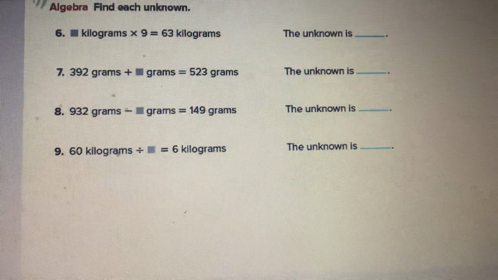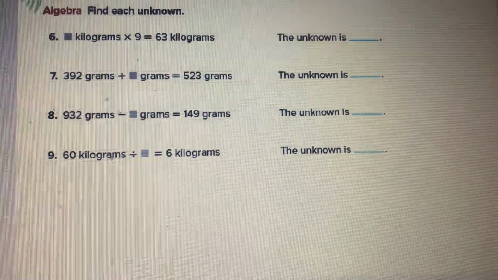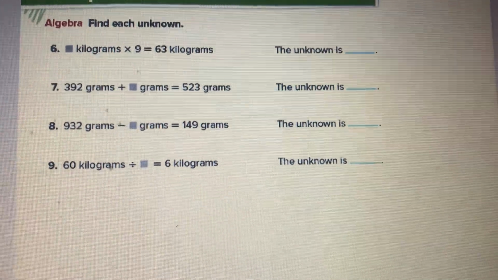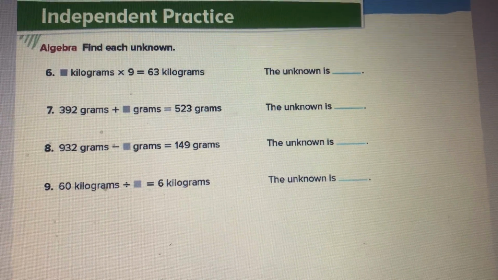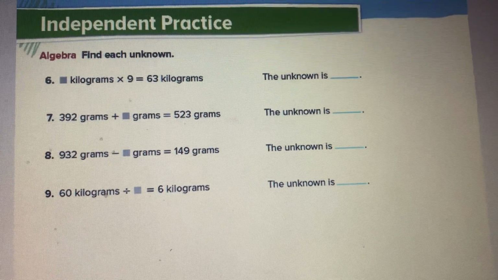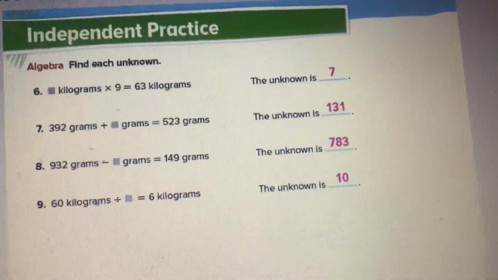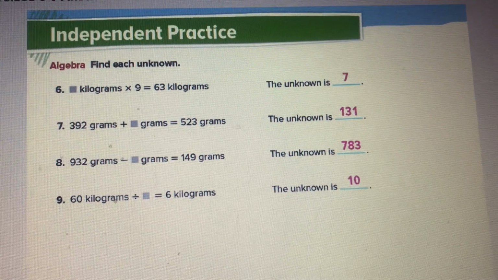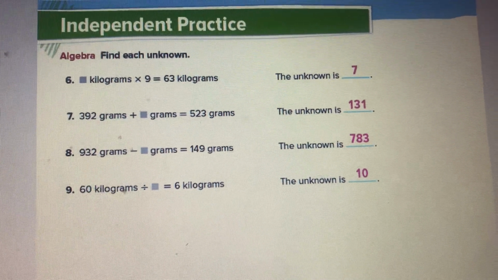And number 9, 60 kilograms divided by what equals 6? You should be able to do this one pretty easily. Go ahead and stop the video here and see if you can get the right answers. They're coming next. Okay, here are the answers. Hopefully you got them right. Make sure on number 9 that if you didn't get that right, you figure out what you did wrong. That's a subtraction problem, okay?